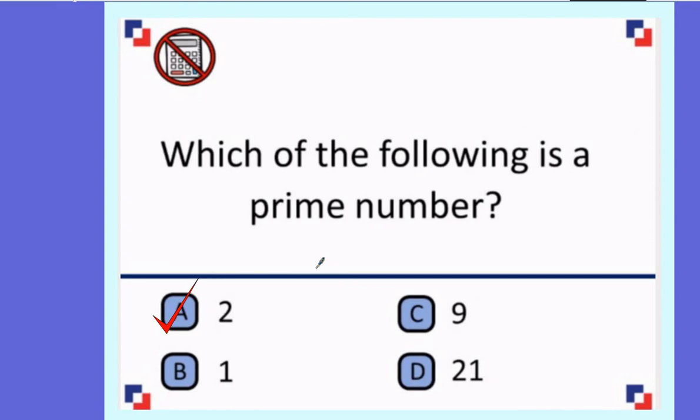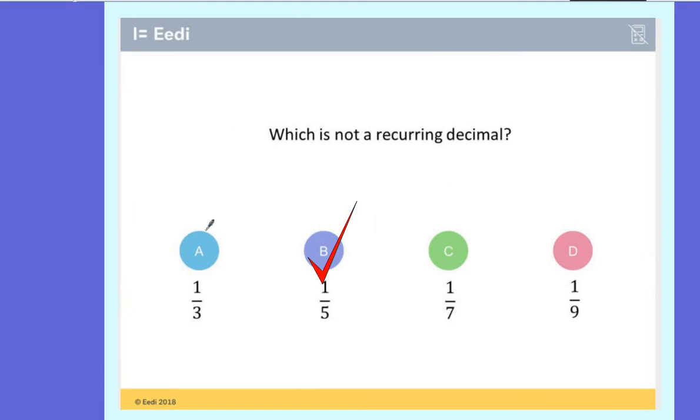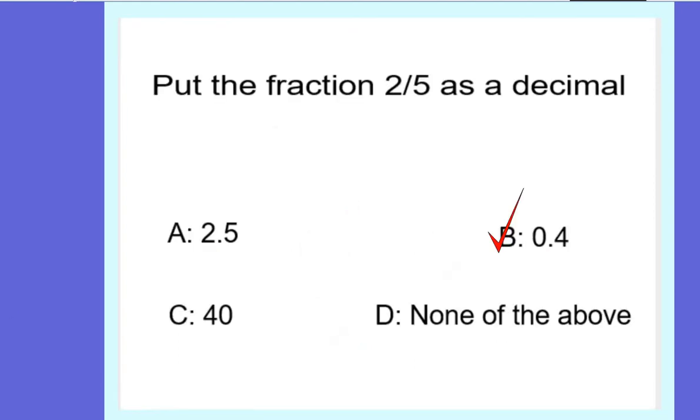In terms of prime numbers, the only one that's a prime number, i.e. it only has two factors, 1 and itself, is 2, so the correct answer was A. For the next one, if you've done a bus stop division, you'll have worked out that 1/5 is equal to 0.2, and that's not a recurring decimal. And we can use that for this example. If 1/5 was 0.2, 2/5 is going to be 0.4, so the correct answer was B.